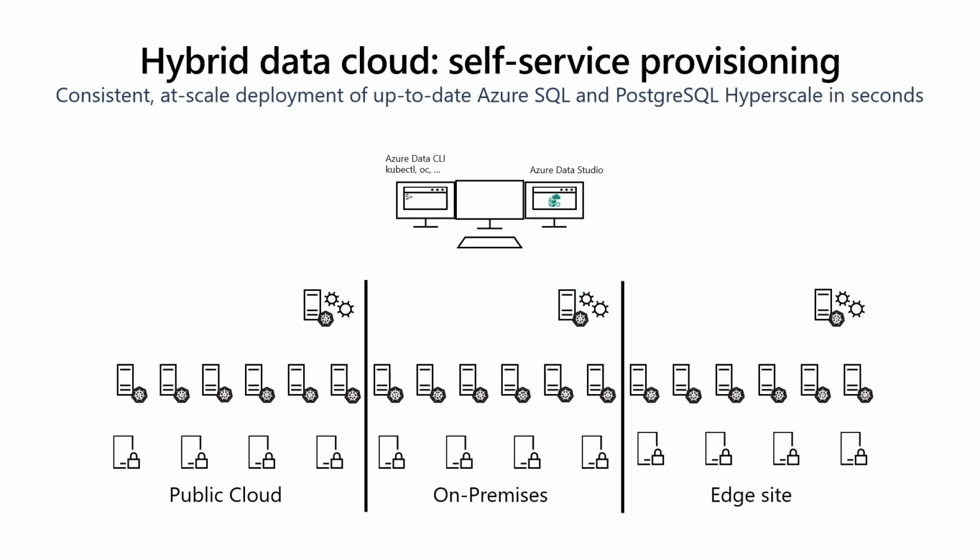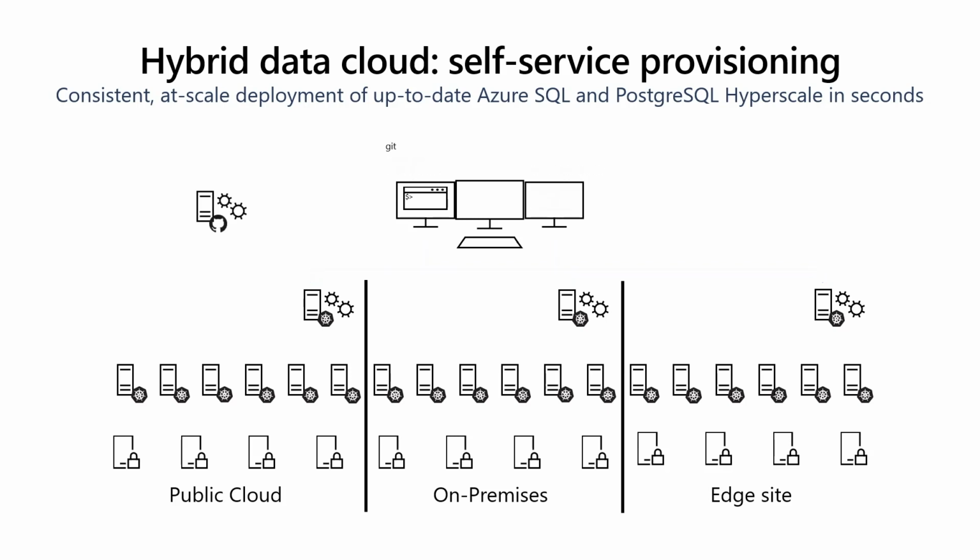So let's take this and just divide it into an on-premises environment, a public cloud infrastructure, and maybe an edge site. And each one of those will have a Kubernetes cluster with its own Kubernetes API server. And then we can use our tools, Azure Data Studio or the Azure Data CLI, to connect up to those Kubernetes API servers and manage them as one sort of experience inside of that tool.